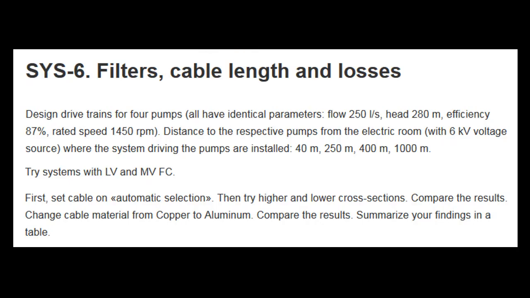Hi, in exercise SYS-6, we have a very practical case. So we have 4 pumps which are totally identical in terms of their parameters, but these 4 pumps are located at different distances from the same power source, and the power source is 6 kV. This is a very common task in industry, because the pumps, or any driving mechanism, can be at a different distance from the power source.